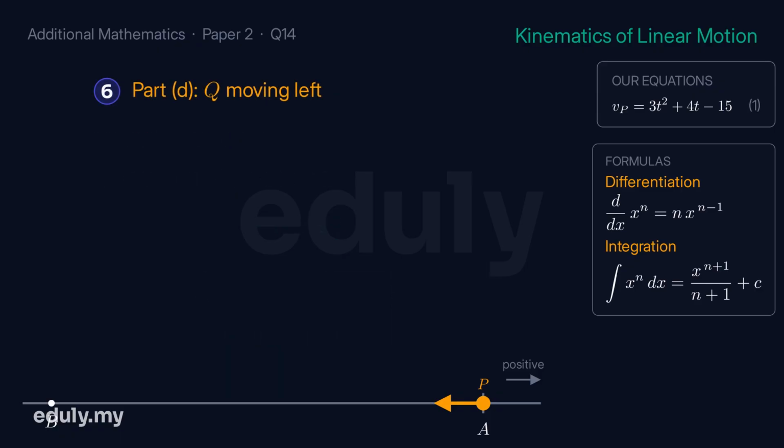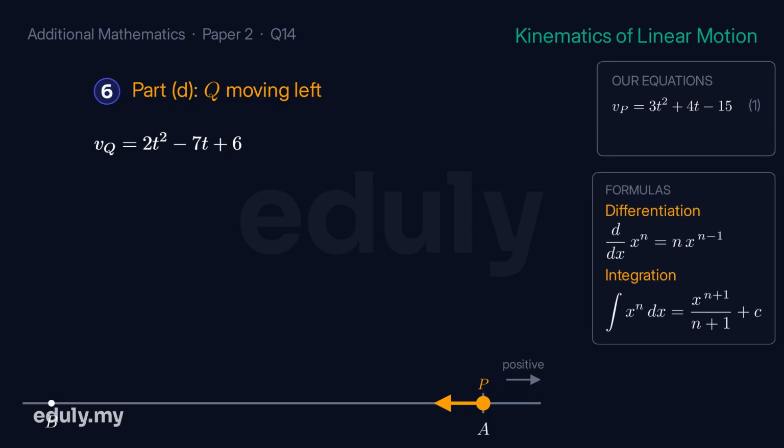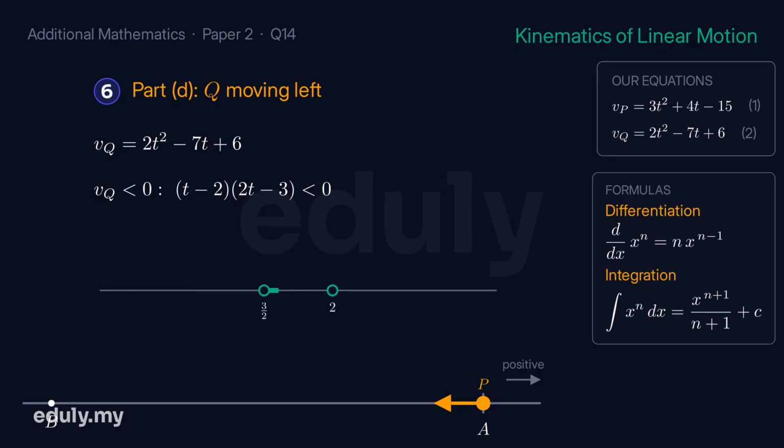Now particle q the same way. Add q's velocity to our list. Q moves left where its velocity is negative. That factorizes too. Between its roots again, so Q moves left between 3/2 and 2.